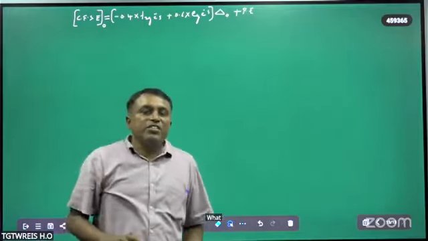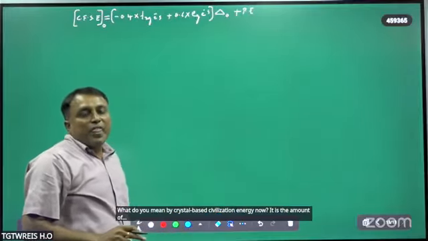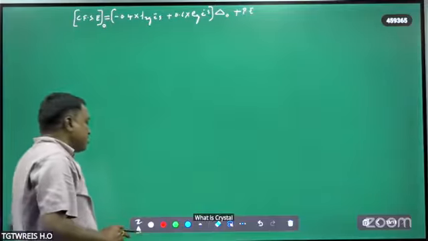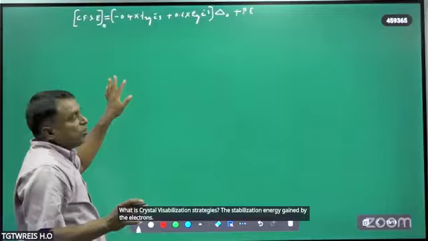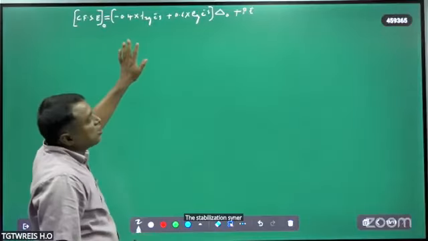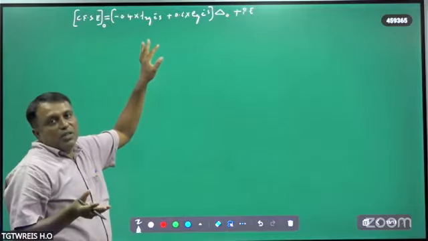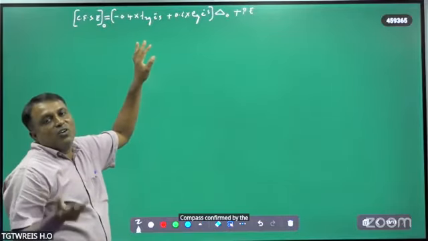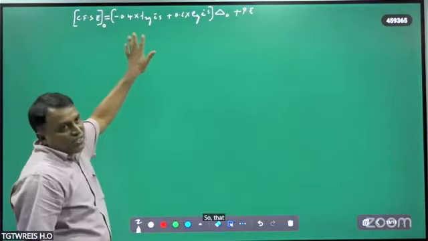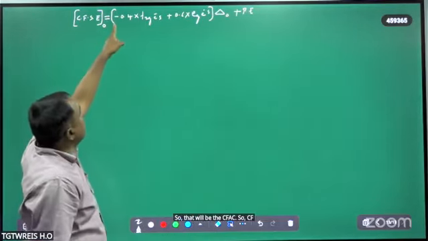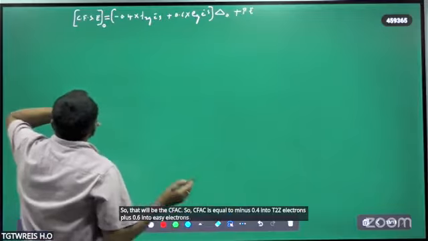What is meant by crystal field stabilization energy? It is the stabilization energy gained by the complex compound by the filling of electrons in the lower energy orbitals of the octahedral complex. So that will be the CFSE. So CFSE is equal to minus 0.4 into t2g electrons plus 0.6 into eg electrons.